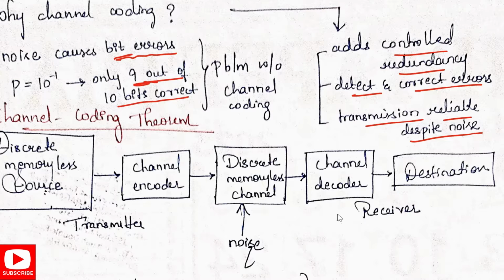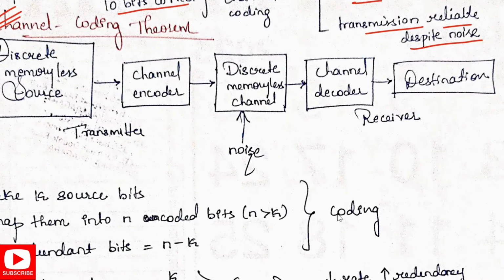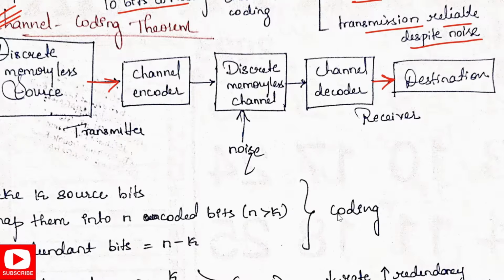Now, that leads to the channel coding theorem. This is also important. This was asked in the model question paper. Here, the discrete memoryless source gives the input to the channel coder. This is called the transmitter, and here it gets encoded and sent to the discrete memoryless channel, the DMC, along with the noise. And finally, we have the channel decoder, and the receiver receives the destination information.